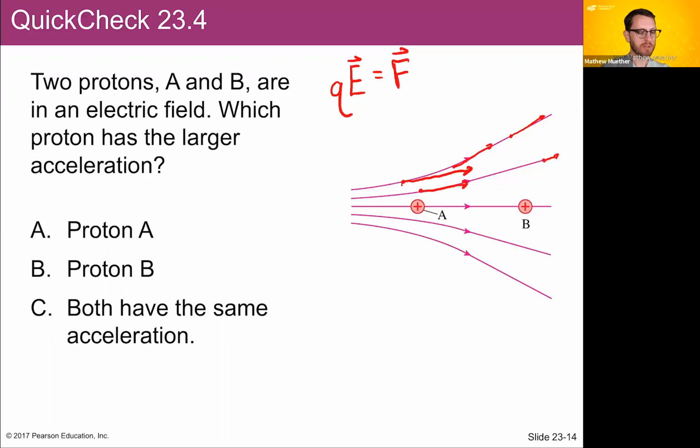Okay. So which of these positive particles that I place in this field is going to experience a larger acceleration? Let's do that real quickly on the poll. Okay, go ahead. So which particle is going to experience a larger field?